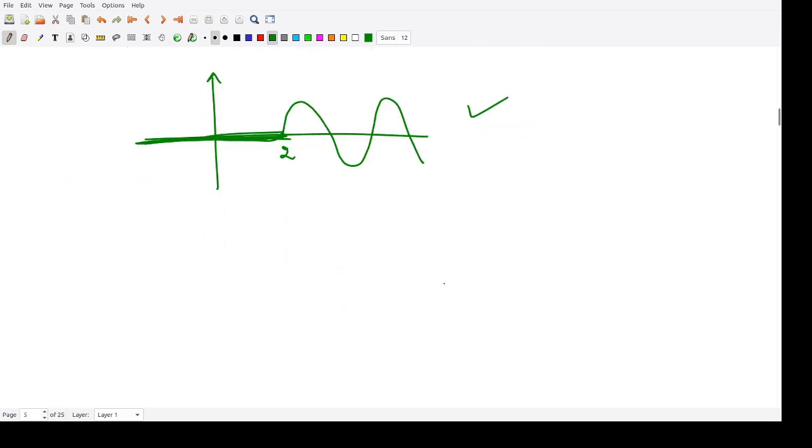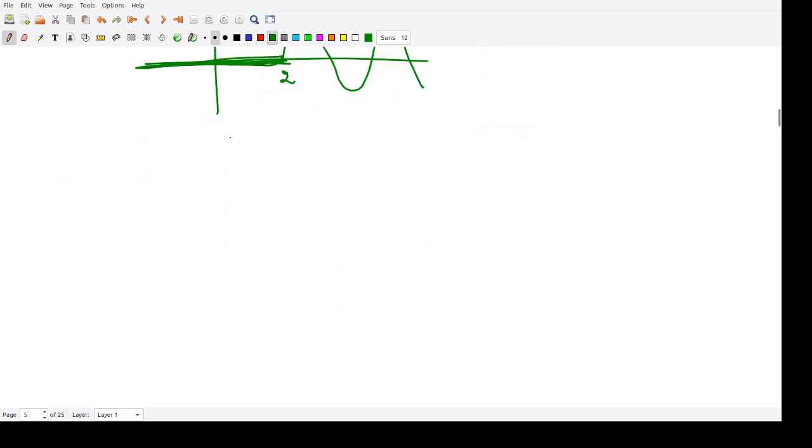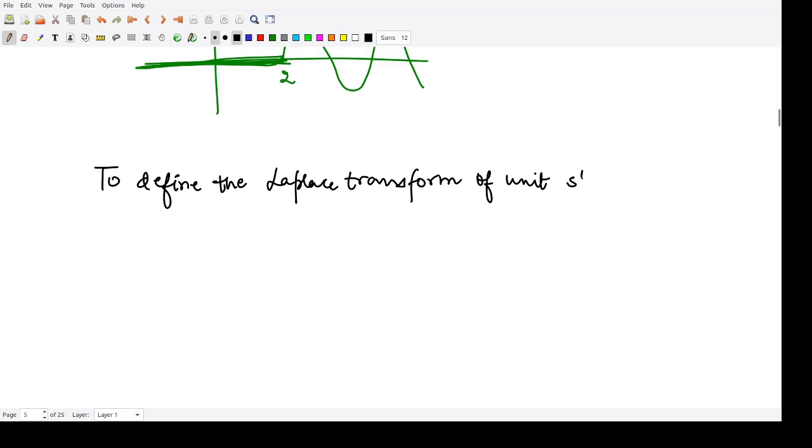So next thing is we have to define the Laplace transform of this unit step function. To define the Laplace transform of unit step function, we will first define the second shifting property.